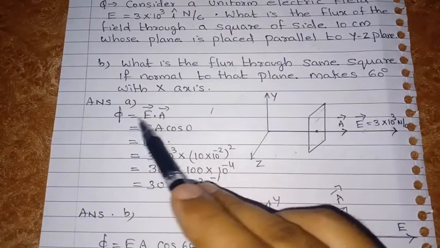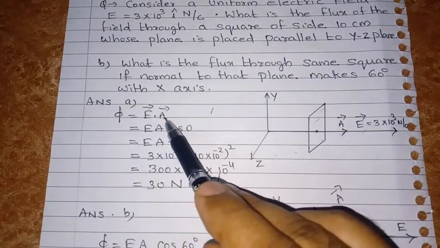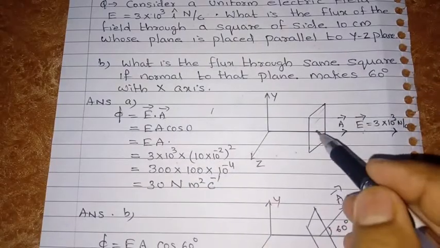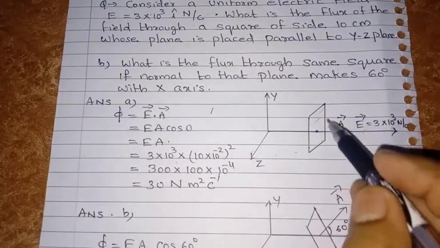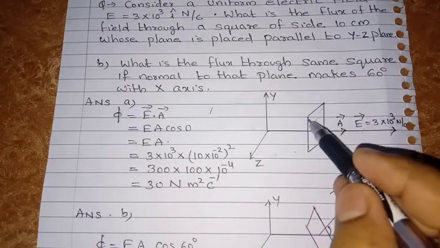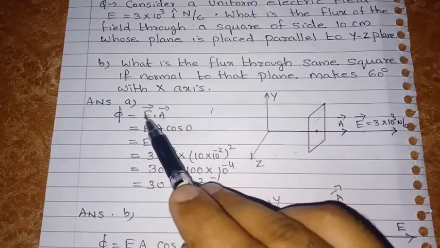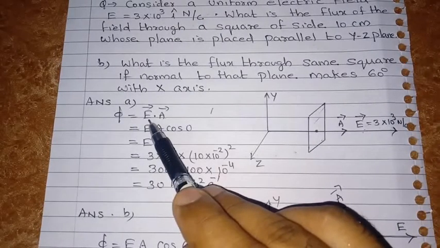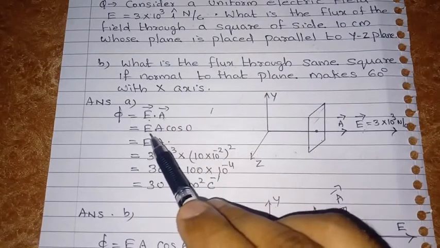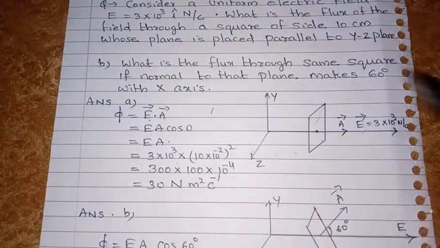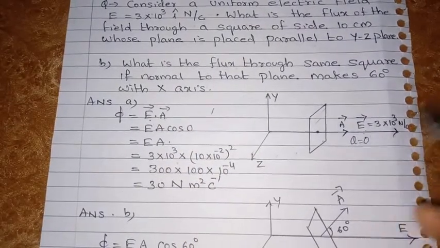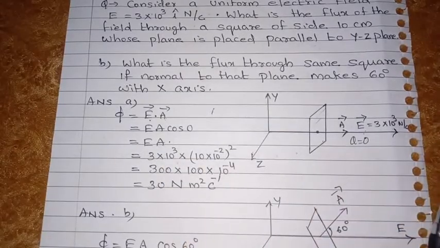Therefore, flux phi is equal to E dot A. Here there is no integration needed because we are not taking any elemental area. We are taking the area as a whole. Therefore, there is no integration. Phi is equal to E dot A is equal to EA cos of theta. Theta is equal to 0 here. Therefore, it will be EA only.